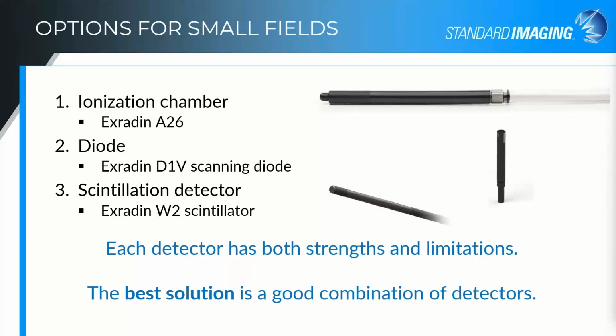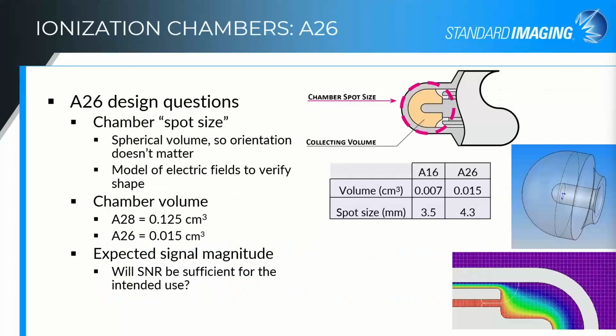But as with any detector that you find on the market, every one of these has both strengths and limitations. I like to be very open about that because I want you to do the best dosimetry that you can. So the best solution that you can have for small field dosimetry is a good combination of detectors, so that these strengths can complement each other so that we can get around some of those limitations.